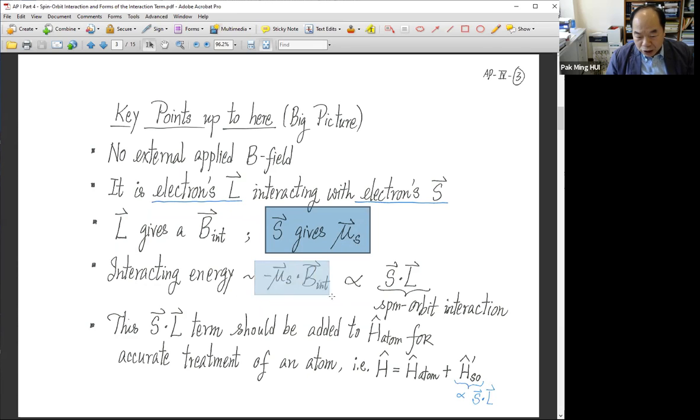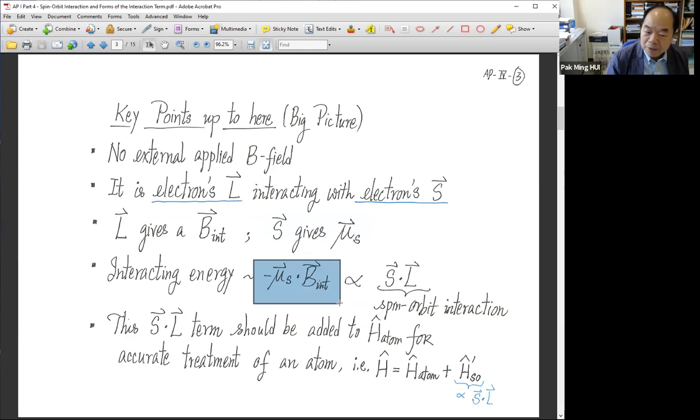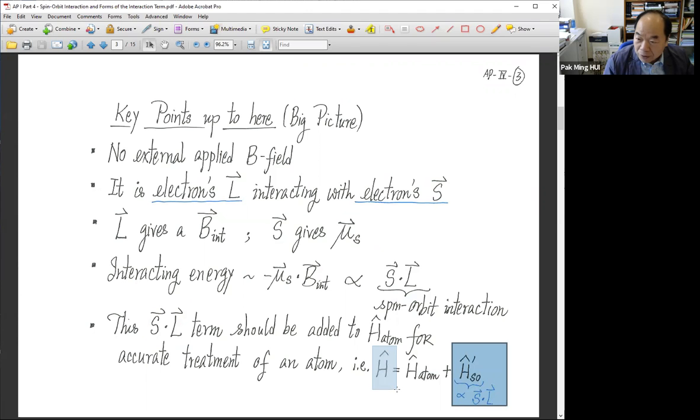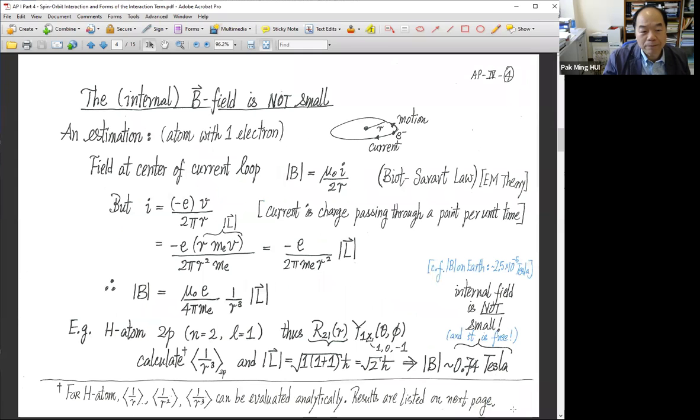The interaction energy from classical E&M is minus mu dot B, and therefore there will be a term like that. This particular term should be added to the Schrödinger equation, or the Hamiltonian. This part you solved last term, and now we have a new term. Therefore, we have a new Hamiltonian, and the question becomes, what does this term do to the eigenvalues? And that will be a part of the fine structure. So that is the big picture.